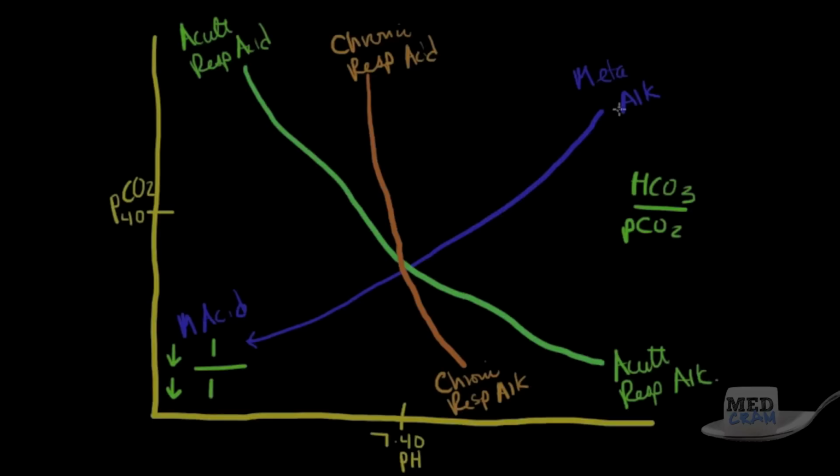What about a metabolic alkalosis? Well, things up here are actually going up. And in fact, the bicarb is going up. The ratio for up here is for every 2 points that the bicarb goes up, the PCO2 should go up by 1 point. And that's how you'll know.